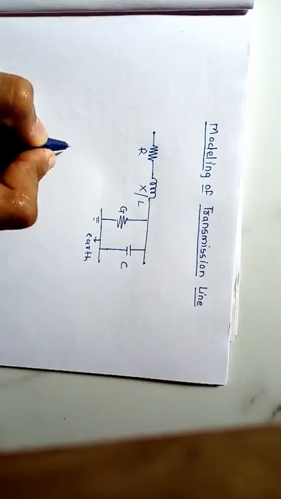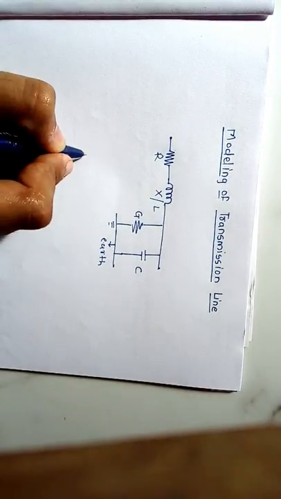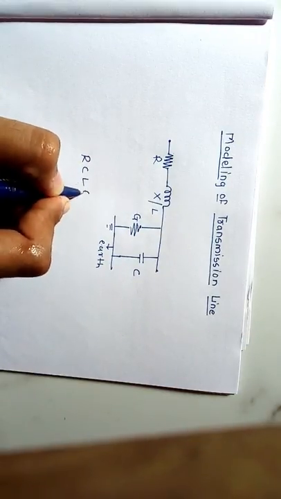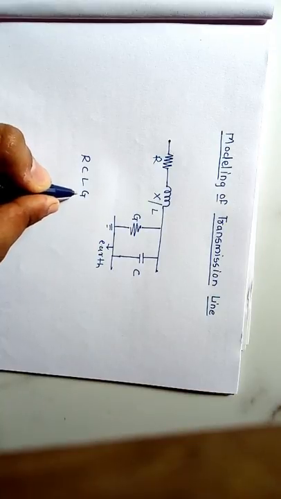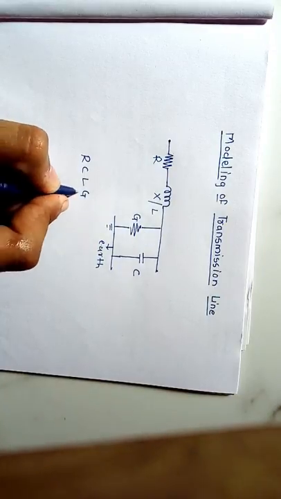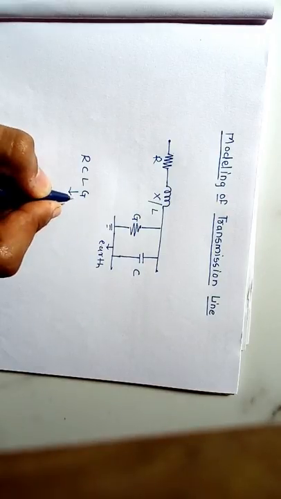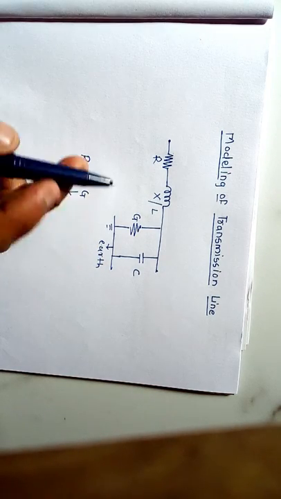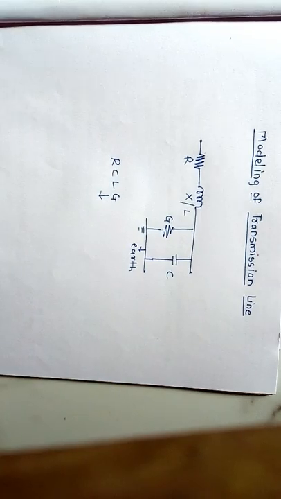Then we will have four parameters to explain any line or study any transmission line. These four parameters will be resistance, capacitance, inductance and the shunt conductance. This shunt conductance will go for corona loss. We'll explain the corona loss. This resistance will explain the voltage drop between both points, and capacitance will explain the charging current.